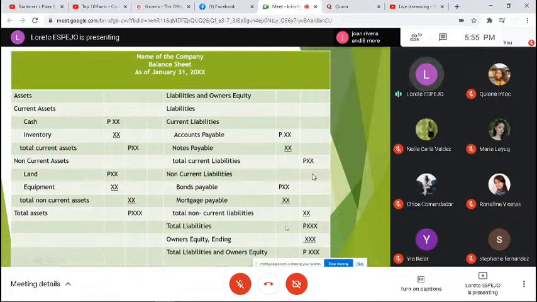So pag tinotal mo ang liabilities at saka owner's equity, you have your total liabilities and owner's equity. It should be balanced with total assets. If there is an unbalanced amount, then there might be something wrong with your process. So at the end, kailangan po balance ang assets sa liabilities and owner's equity.